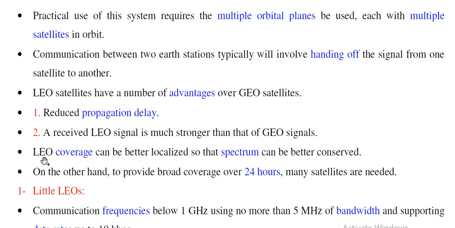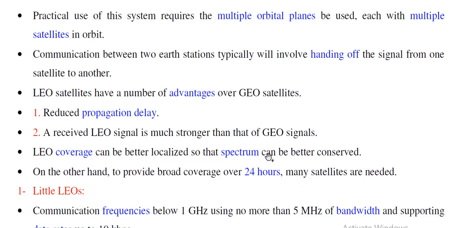The coverage of the LEO is better localized because the spectrum will be better conserved. Here the LEO is closer to Earth, so we can divide the bandwidth or the spectrum and use it more efficiently compared to the GEO satellites.